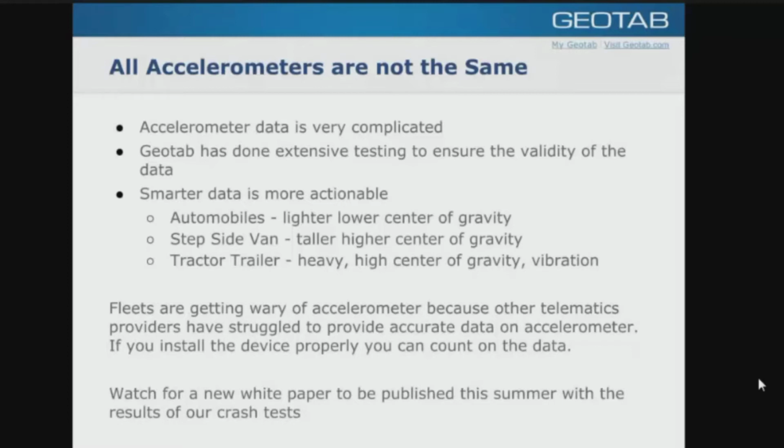We've devised a way of looking at automobiles, step-side vans, and tractor-trailers as 3 separate categories of vehicles because they function differently. A light-duty automobile has a lower center of gravity. It's lighter. It's just a different vehicle. A step-side van is a taller, higher vehicle with a higher center of gravity. And a tractor-trailer is heavy. It's got a high center of gravity, and it's also subject to a tremendous amount of vibration.